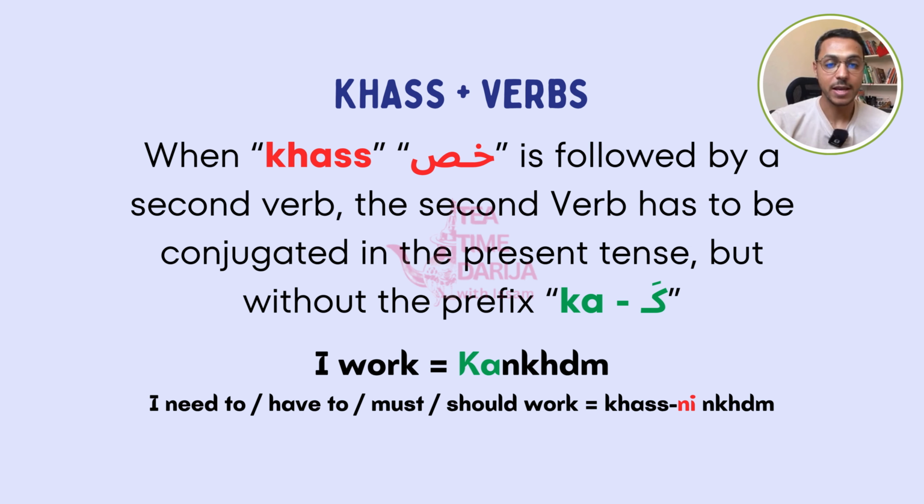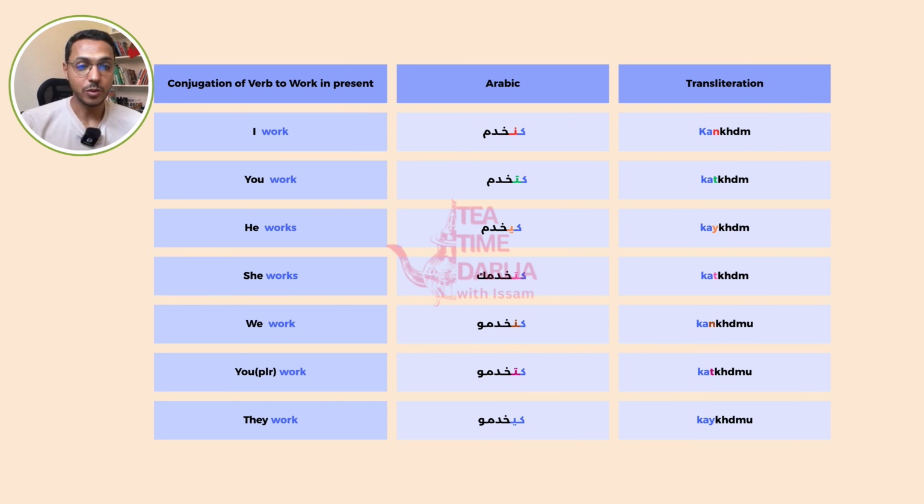I work is ka nkhdem, kan nkhdem. But if I want to say I need to work, or I have to work, or I must work, or I should work, I say khas. Remember, we said we don't conjugate khas here. Khasni nkhdem. So you see the verb is without ka here. Nkhdem. I'm not saying kan nkhdem. We say خاصني نخدم, I have to work.